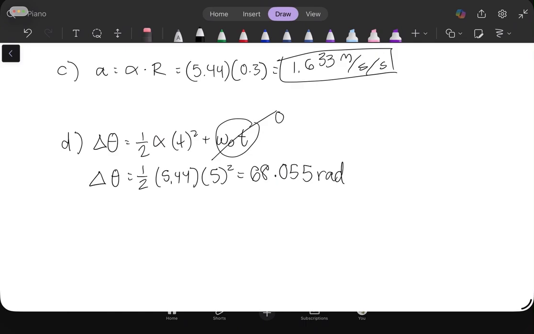We can put this in red because we want to remind ourselves that we're trying to find revolutions. And how I would do this is multiply this by 1 rev over 2 pi rads. So with that, we can cancel out that unit. And if we divide that, we would get 10.831 revs.